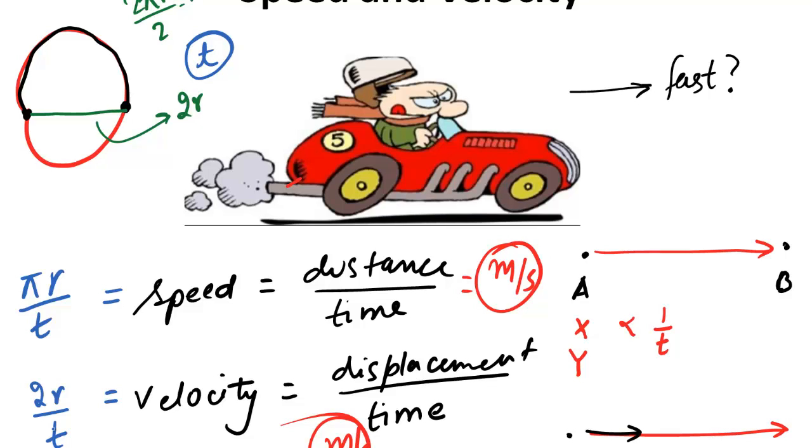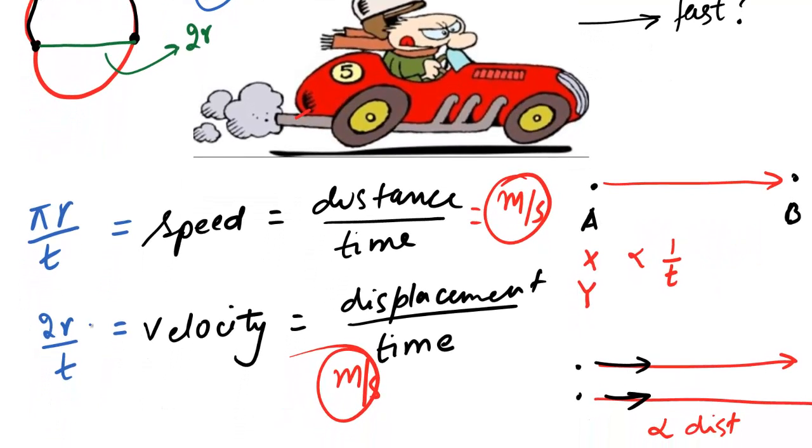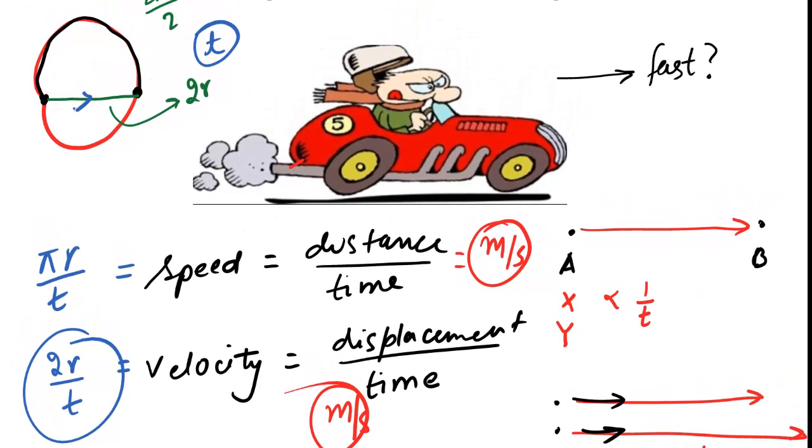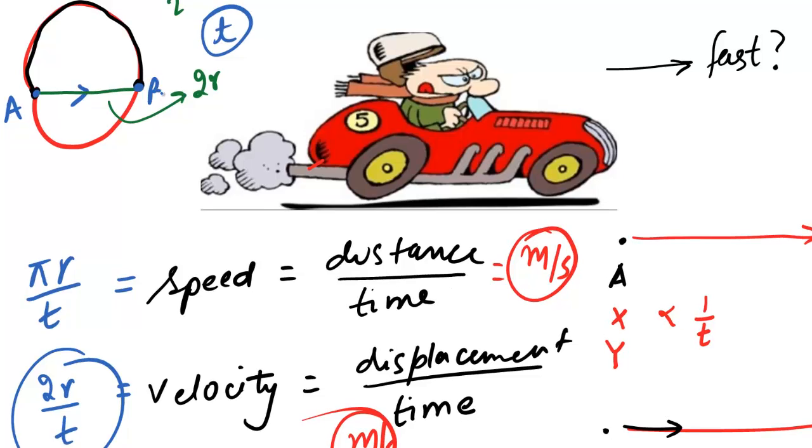That means velocity must have direction, and I just gave you only magnitude, that is just 2r by t meter per second. So what's the direction? The direction of velocity is simply the direction of displacement, because it's displacement over time, right? And what is the direction of displacement? Direction of displacement is from initial point A to final point B. So you can say velocity is in east direction.